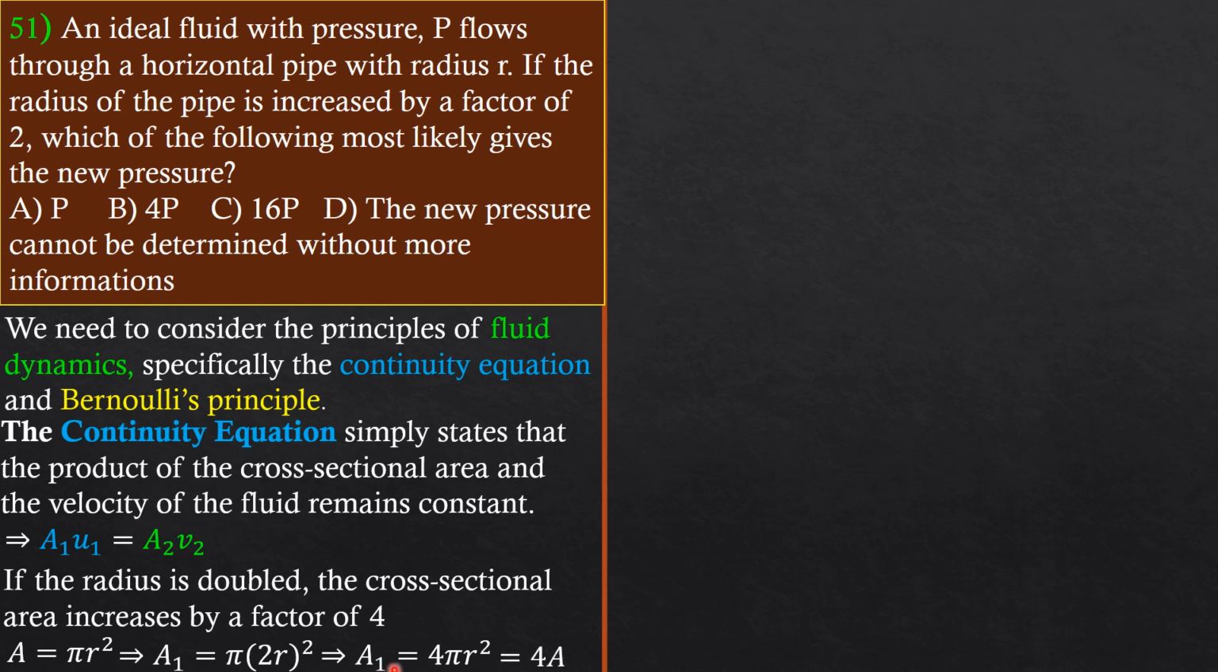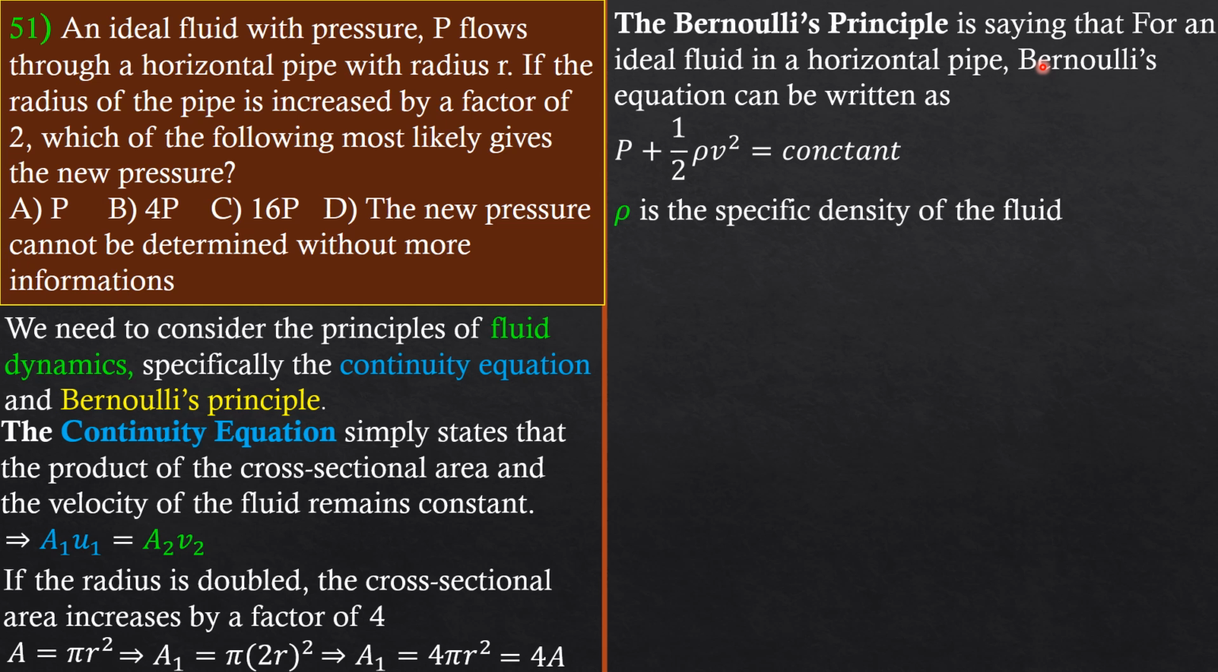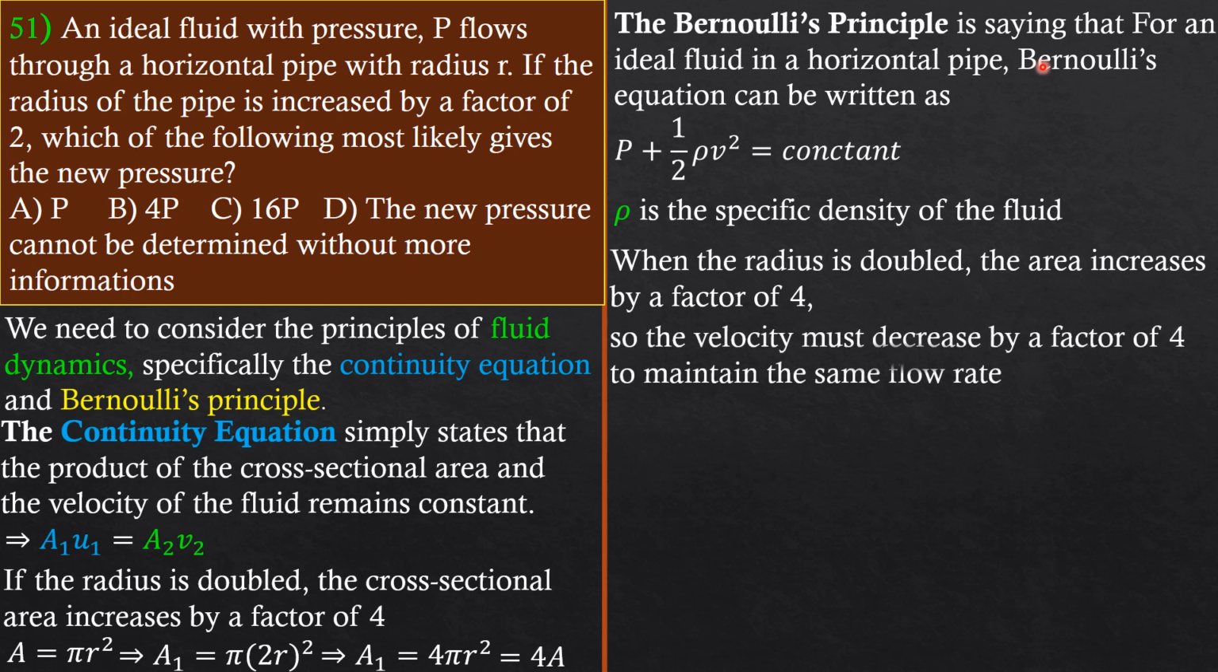Now, Bernoulli's principle is simply saying that for an ideal fluid in a horizontal pipe, Bernoulli's equation can be summarized as P plus 1 half rho v squared equals a constant, where rho in this case is simply the density of the fluid. So, as we saw earlier, when the radius is doubled, the area increases by a factor of 4, right? So the velocity in this case must also decrease by a factor of 4 in order to maintain the same flow rate.